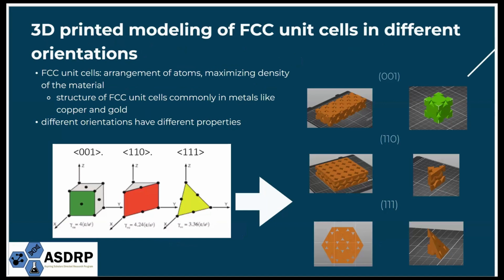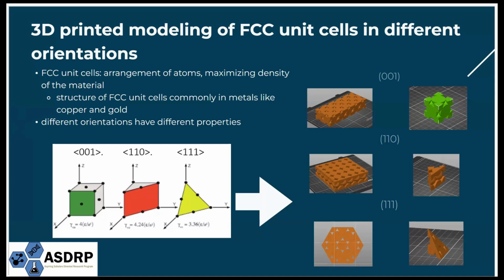After choosing the hard sphere model, we then put them into FreeCAD and the Prusa slicer to further understand their structure. Then we slice them into different orientations, such as the 001, 110, and 111 orientation, because FCC unit cells can be in different orientations within the crystal lattice.